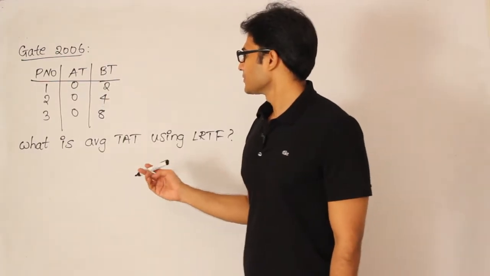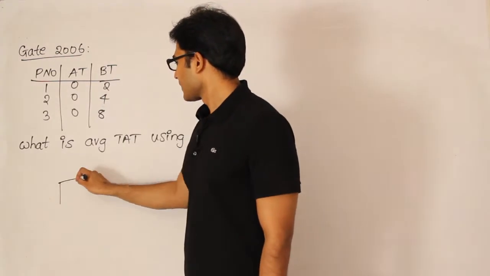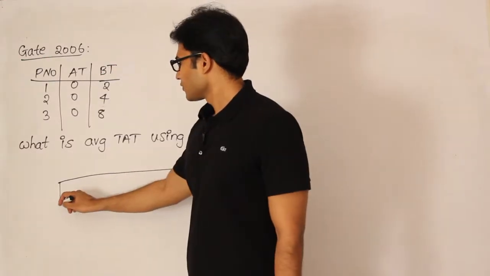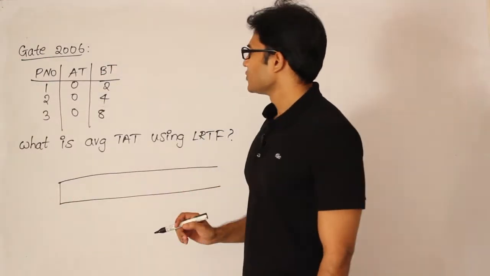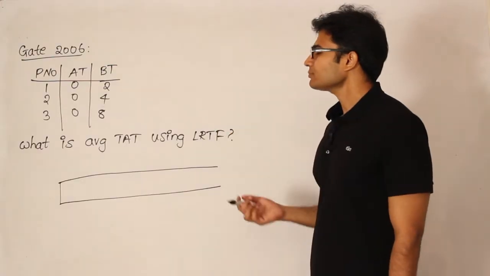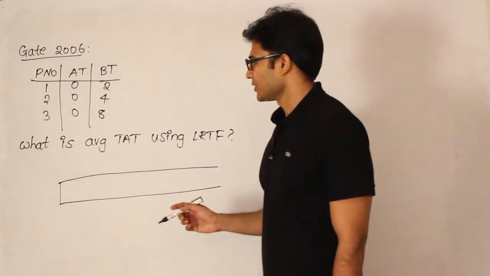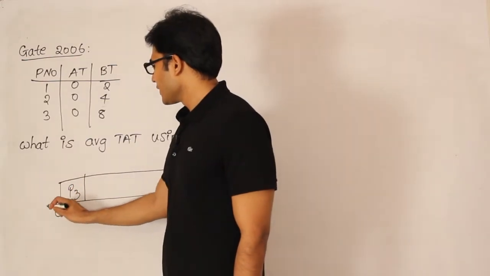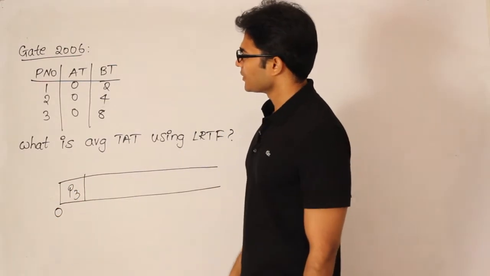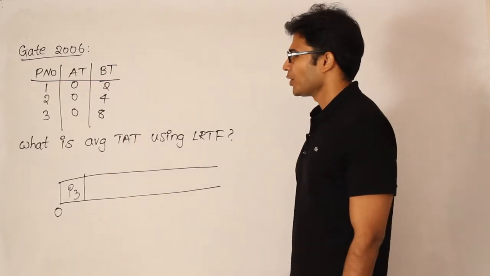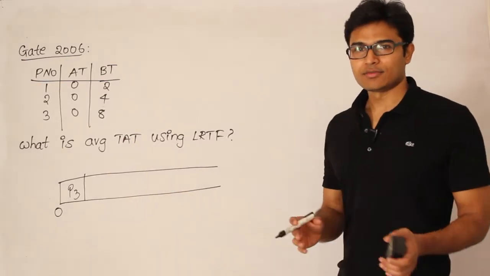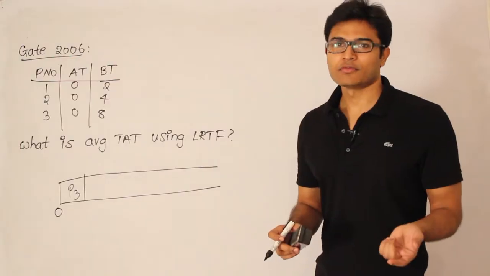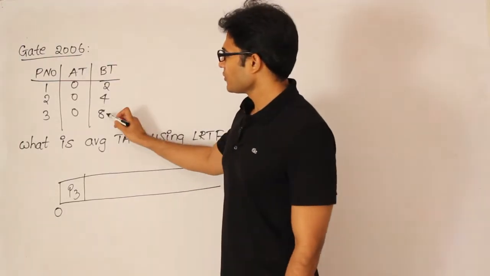So now let's watch it. So first thing is, which one is the longest one in this? Obviously the longest one is P3, right? So now I'm going to schedule P3 right from 0. Then how long should I execute it? Can I execute till 8? No, because in the middle itself some other process might become the longer one, right? Therefore, how long should you execute it?